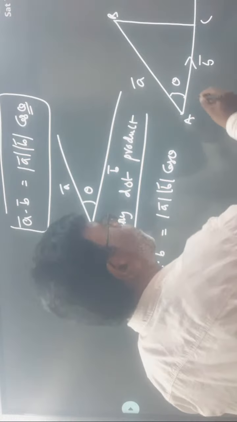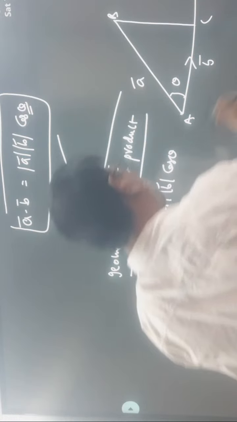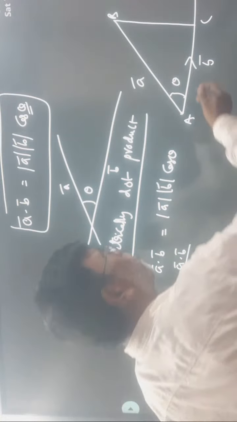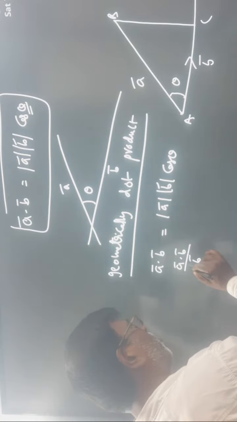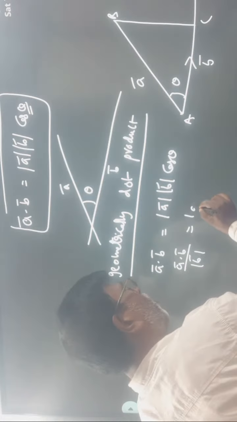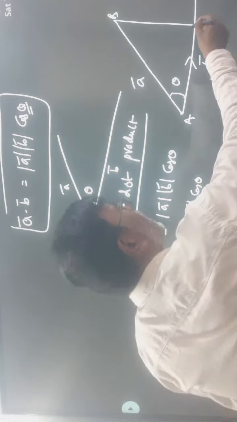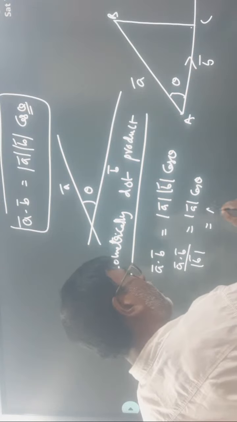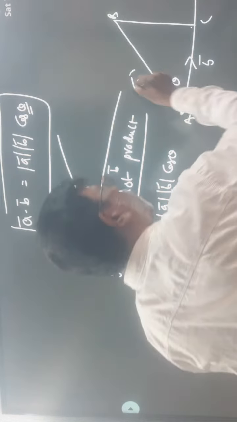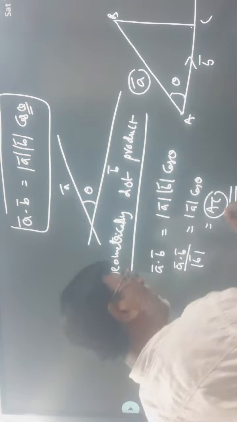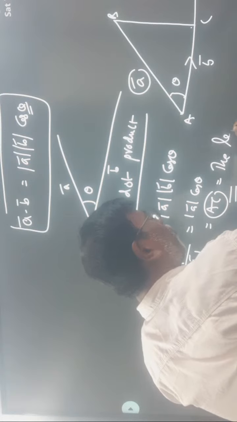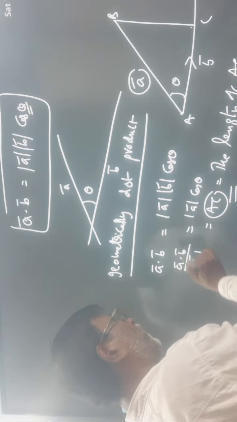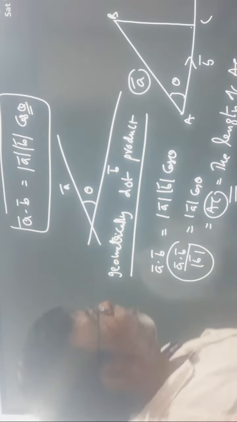If you know that, what is the projection? Suppose I want to find out AC. A dot B by mod B equals mod A bar into cos theta. That gives the AC length, since cos theta equals AC by mod A. This gives the projection of A bar on AC length. The length of AC is nothing but the projection of A bar on B bar. This is called the projection of A bar on B bar.